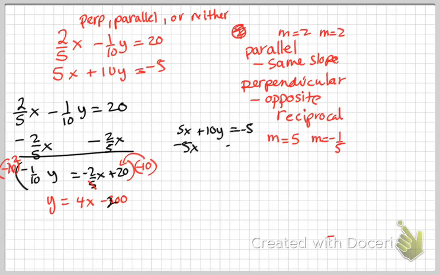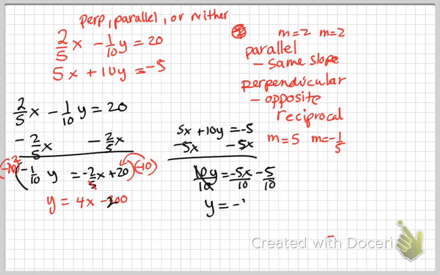There we go. And then on the other equation, I'm subtracting 5x, and I get 10y equals negative 5x minus 5. Get the y alone: y equals negative 1/2 x minus 1/2. Now, do I have to even look at the b? No. Is my slope the same? No. Is it parallel? No. Is it perpendicular? No. So it's neither. Okay?